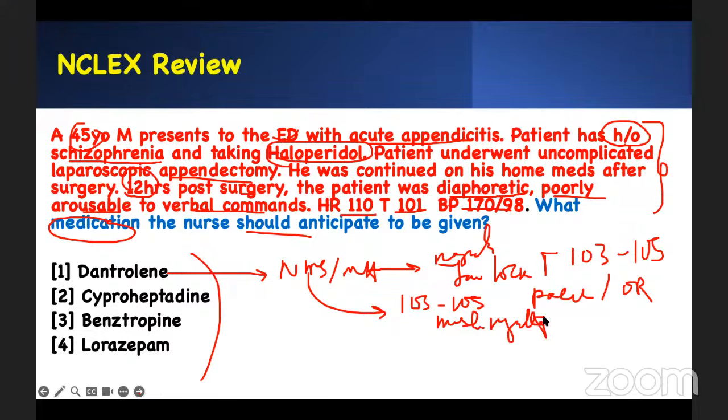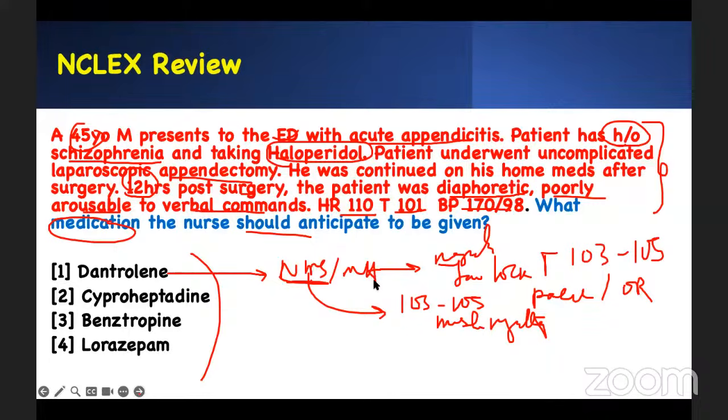Okay. Even though the patient takes haloperidol, he's been taking it for all his life. He's going to have signs and symptoms of NMS from the beginning. There's no way all of a sudden he's developing malignant hyperthermia or neuroleptic malignant syndrome. So therefore, it cannot be NMS. The temperature is too low. There is no muscle rigidity. That's the key word. That's what you have to focus on.